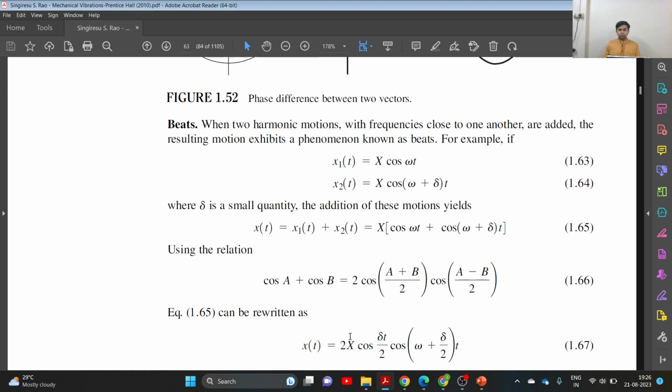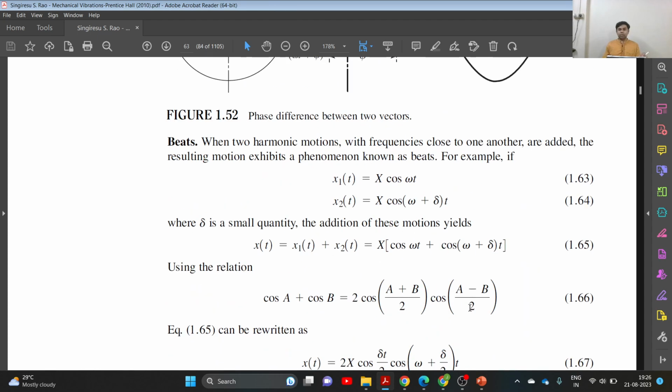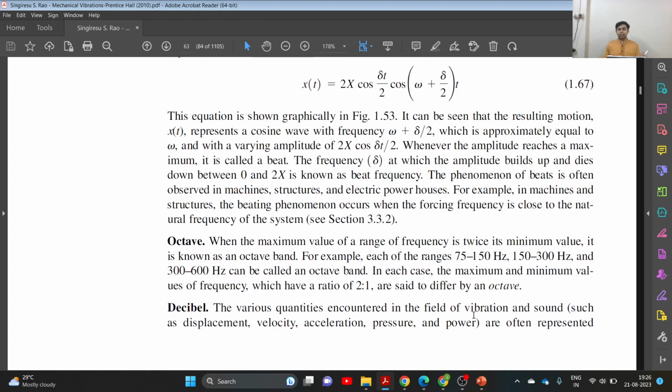So the amplitude of this whole sine wave, let us say you write 2x cos delta t by 2 as some a1. So x of t is a1 cos omega t plus delta t by 2. So a1 is varying with time, and the frequency with which a1 is varying with time.